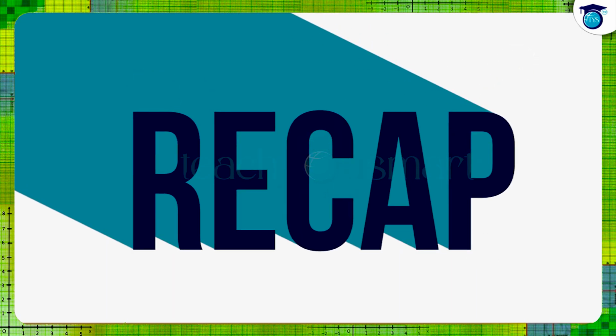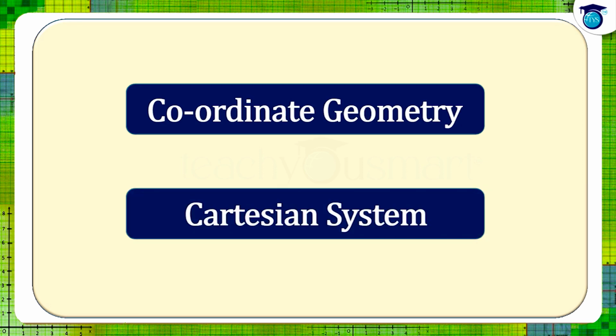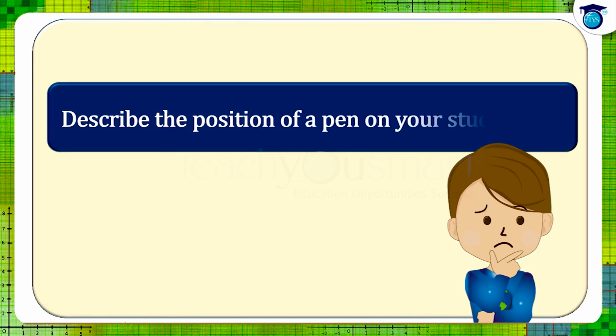Let's recall what we discussed today. We discussed coordinate geometry and the Cartesian system. Before winding up, let's check how much you understood by doing an activity. How will you describe the position of a pen on your study table?